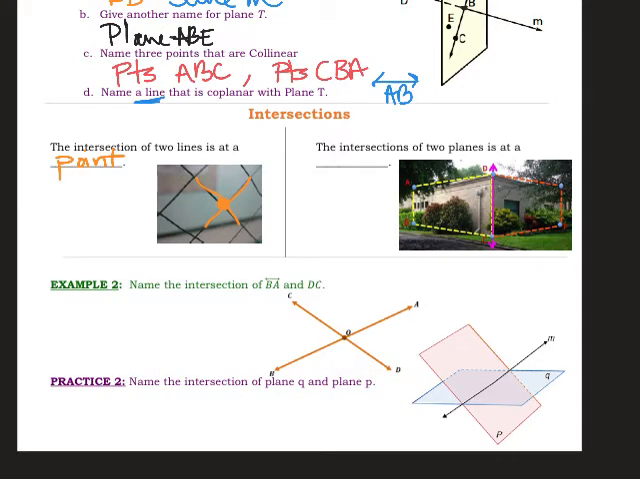So reminder, I said that a plane could be a wall, it can be the ceiling, it can be the floor. Here they're looking at the two sides of the building. If you notice where they meet, it's that edge. And what is that pink line representing? A line. Perfect. When two planes intersect, their intersection is a line. Always a line.